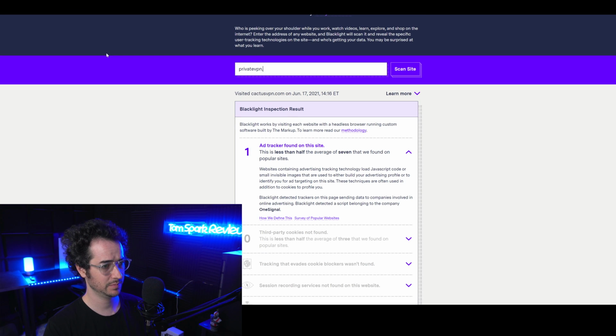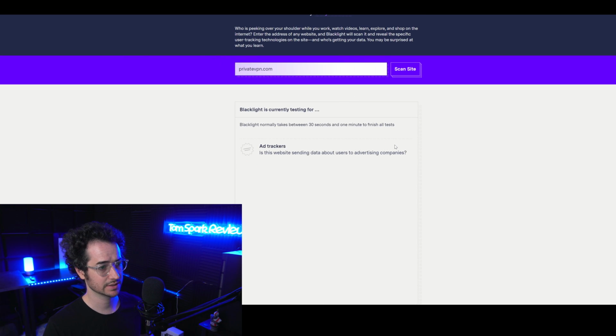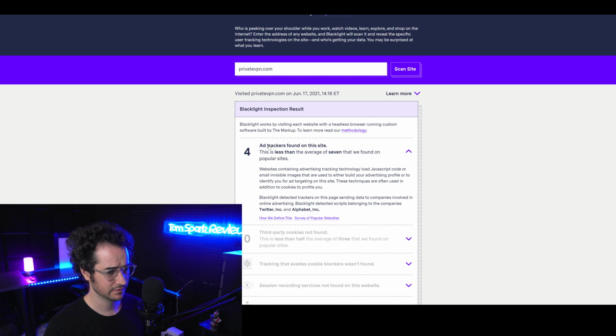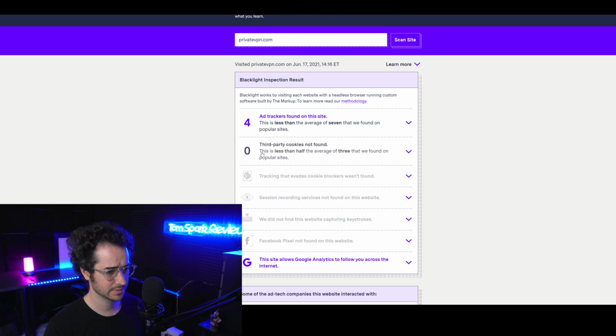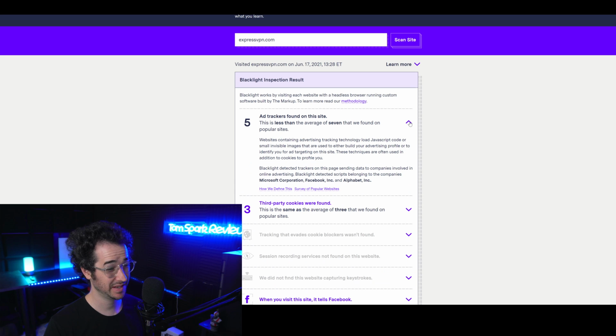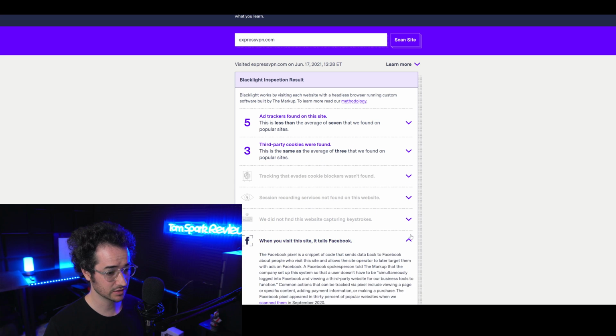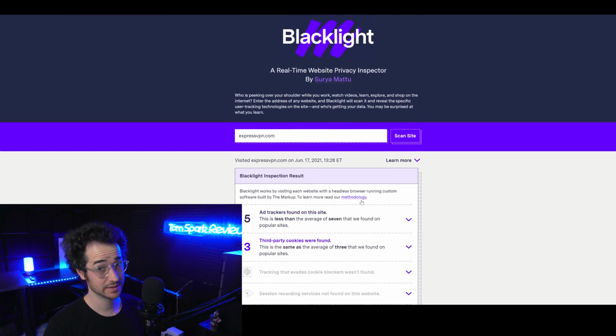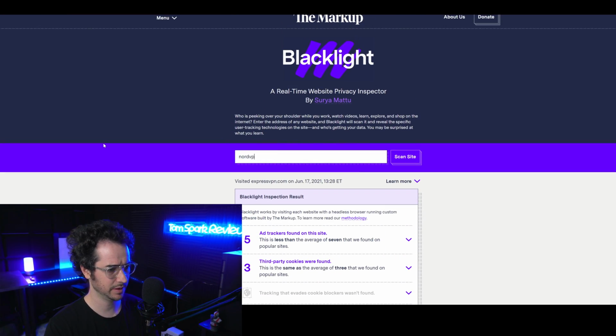Next up, we have privatevpn.com. Let's see if it works like that, if I don't have to put the HTTPS. There we go. So privatevpn does have four ad trackers, which isn't the best, but it does have zero cookies and some of the stuff. So it looks like ExpressVPN has five ad trackers, three third-party cookies, and it also tells Facebook when you visit the website and has Google Analytics. That's definitely concerning. Let's try some other popular ones that people recommend a lot.